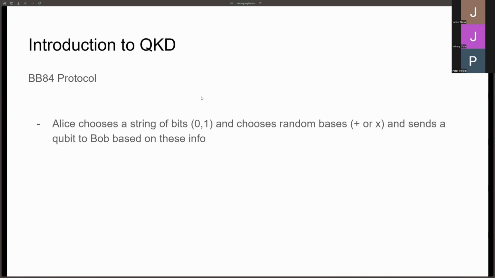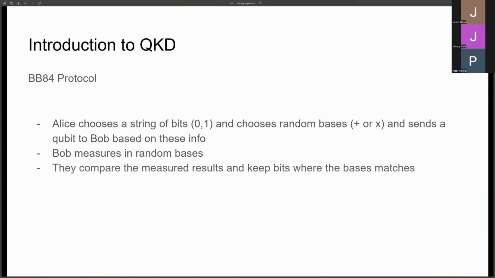So Alice chooses a string of bits, 0 and 1, at random, and then chooses a random basis, and then sends a qubit to Bob depending on this information. Bob then measures the qubits in a random basis of his choice. They then compare the measured results and keep the bits where the basis matches. Thus, the leftover bits will become your key.